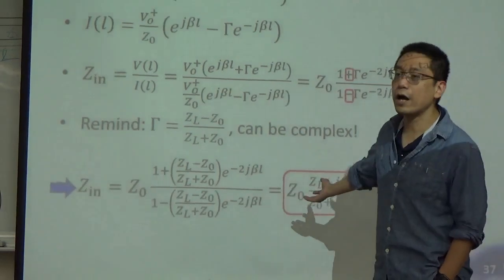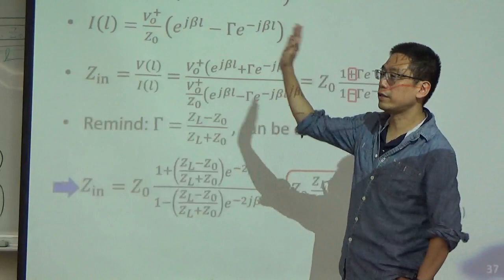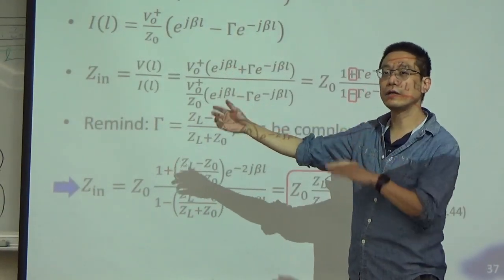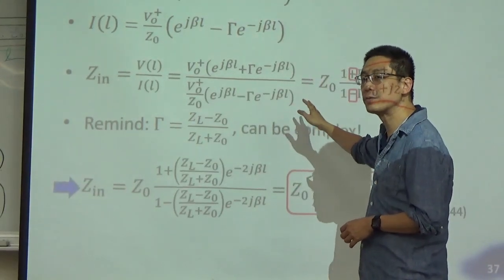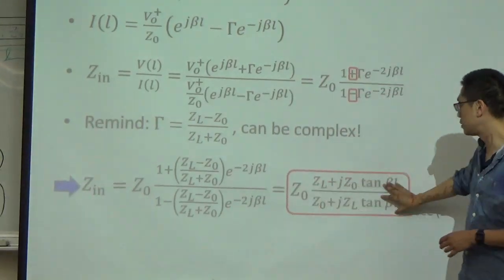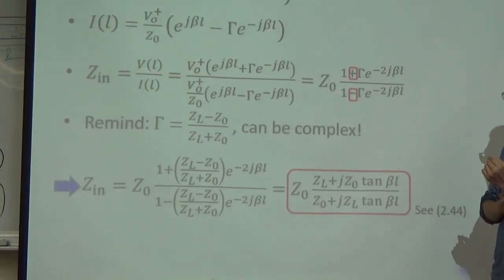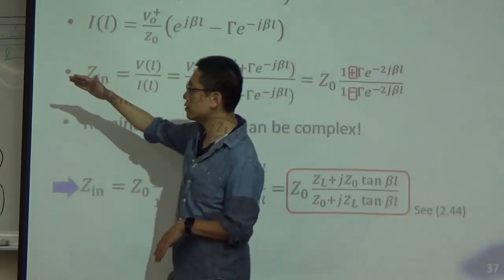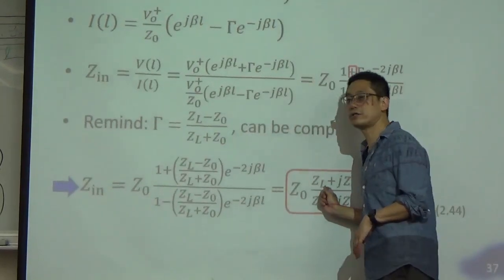How we derive the input impedance at the other end. Okay, this is how we derive. We did this last week, and we obtained this equation. And today we are going to find the 5 special cases for this equation.